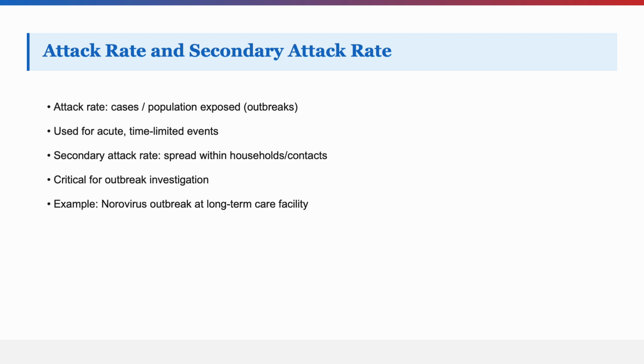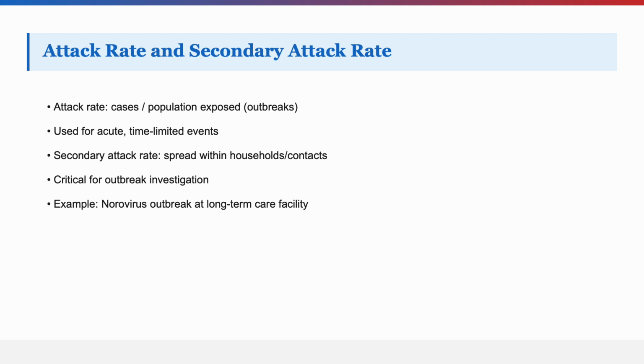Secondary attack rate measures transmission within households or close contacts. If 10 index cases each have 4 household members, that's 40 contacts. If 12 contacts become ill, the secondary attack rate is 30%. This measures person-to-person spread after initial introduction.